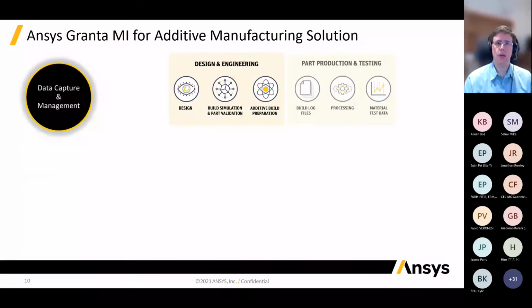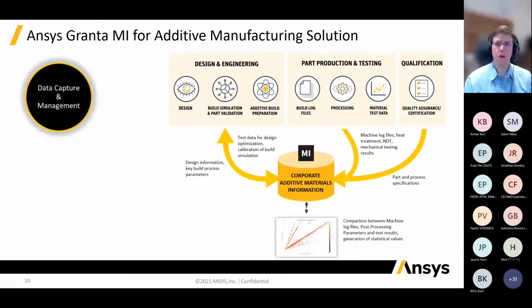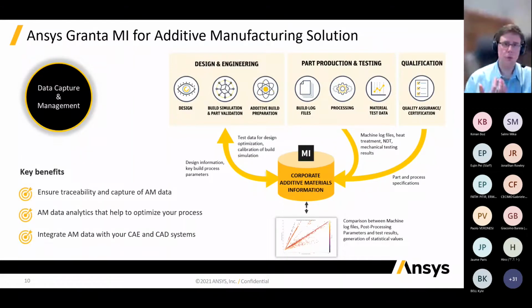So the example we give, again, I'm not going to advertise at you, is using something like our Granta MI system for additive manufacturing. So taking information on design, build simulation, part validation, additive build preparation, your log files, your processing, your test data, and putting it all in one place means that you can have traceability and capture of the AM data. And if you put it in a consistent database schema, then it's comparable.